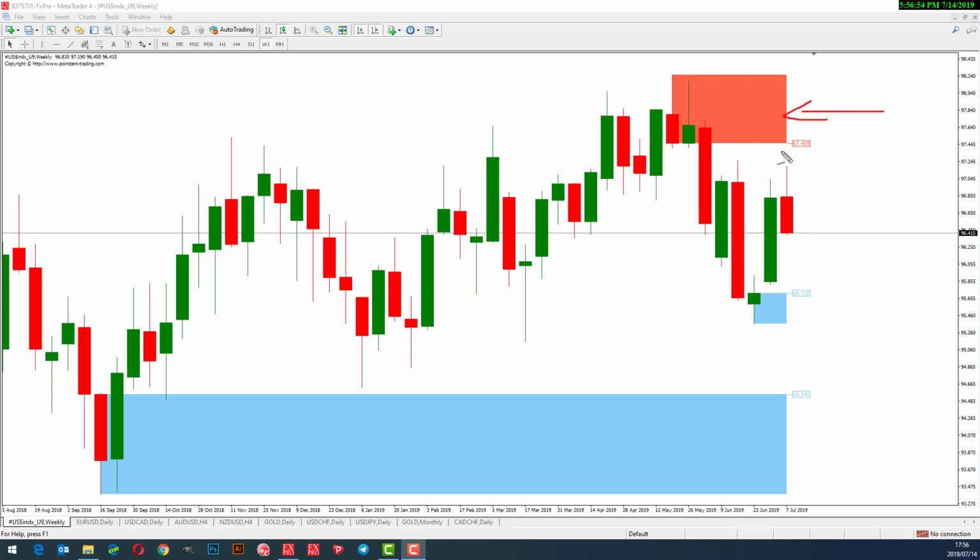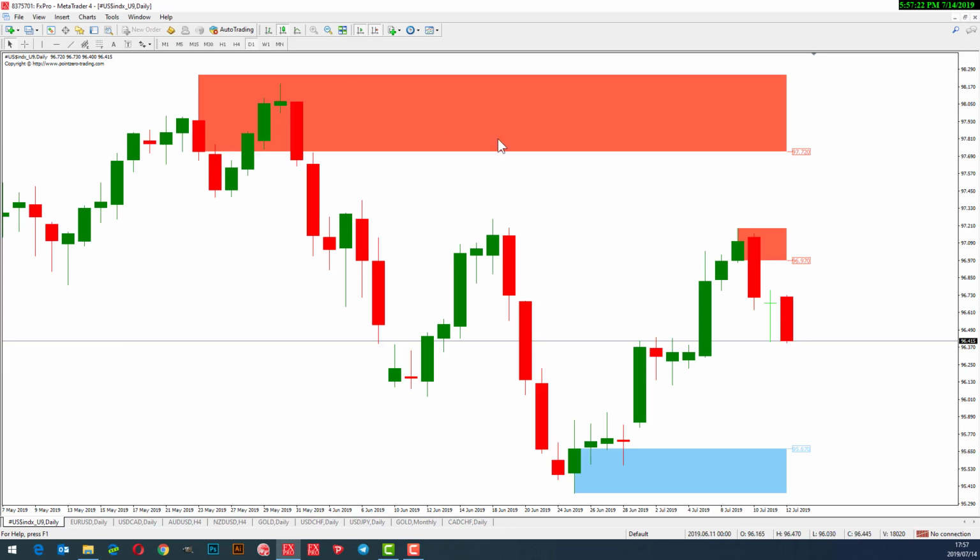There's our supply area from a weekly time frame. We had a drop, base, drop, market corrected back. Then I'm still expecting price to drop to this 95 area. I'm still expecting dollar weakness, in other words. So how are we going to be trading that?